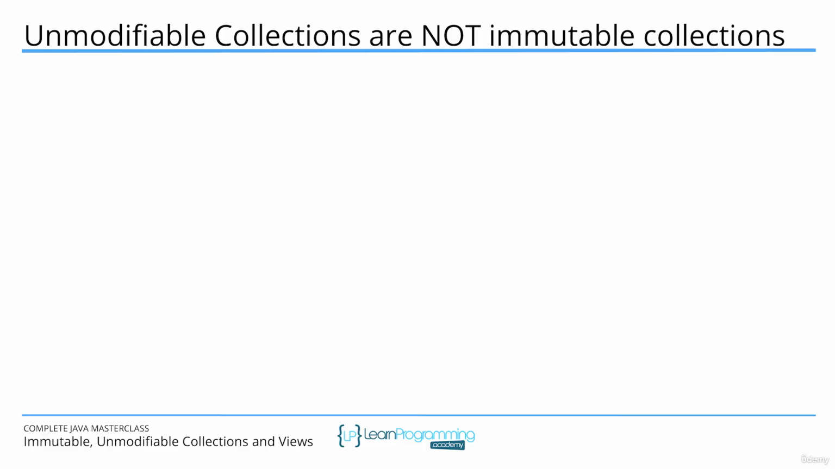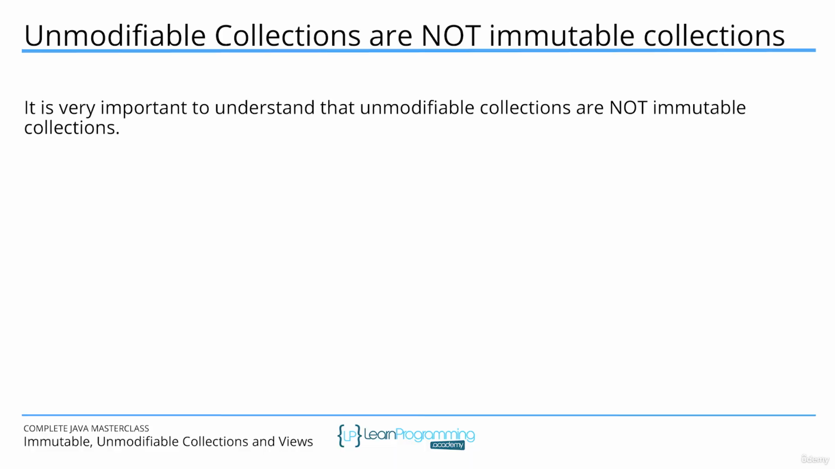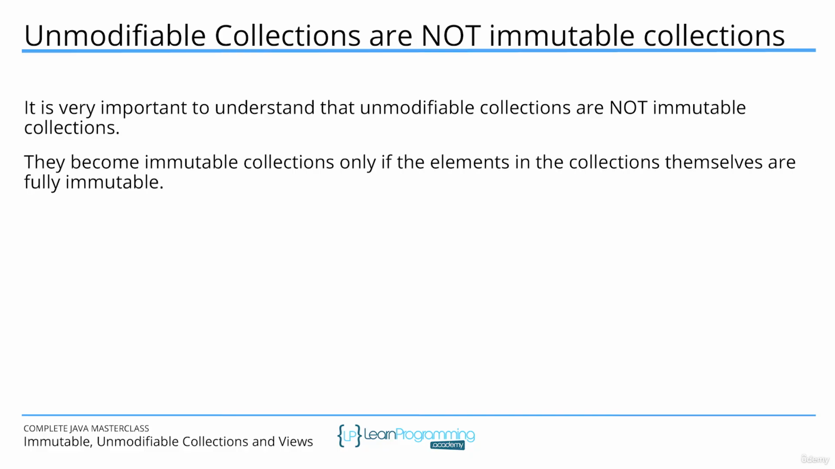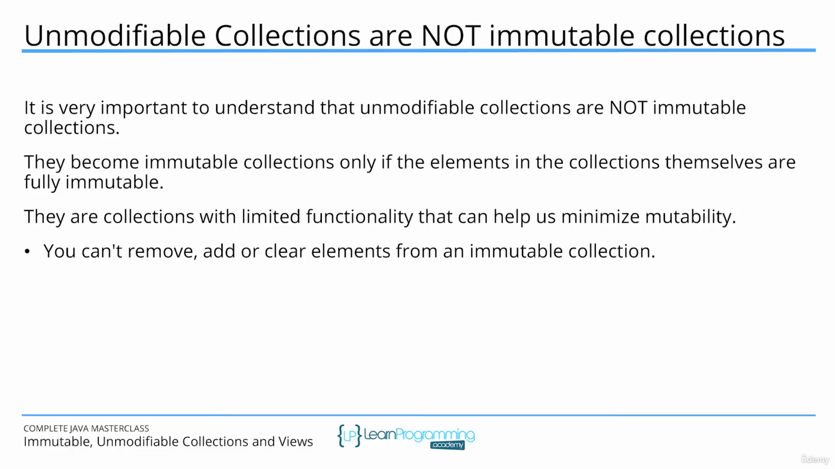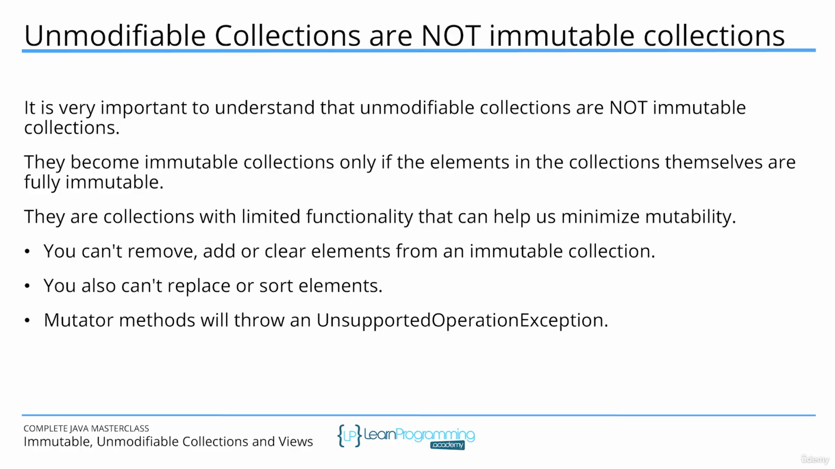example. It is very important to understand that unmodifiable collections are not immutable collections. They become immutable collections only if the elements in the collections themselves are fully immutable. They are collections with limited functionality that can help us minimize mutability. You can't remove, add, or clear elements from an immutable collection. You also can't replace or sort elements. Mutator methods will throw an unsupported operation exception. You can't create this type of collection with nulls.